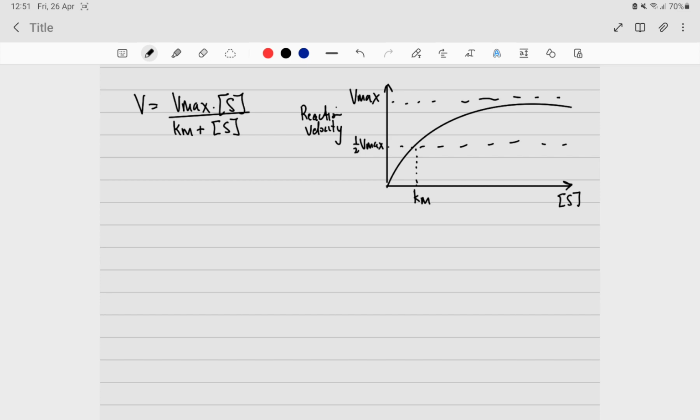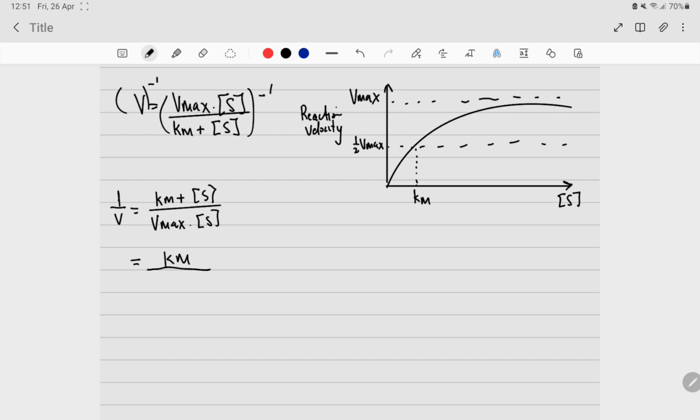Okay. So now let us take the reciprocal both sides. So now we will have 1 over V is equal to the Km value plus the concentration of the substrate over Vmax multiplied by the concentration of the substrate. So now I'm just going to simplify this.